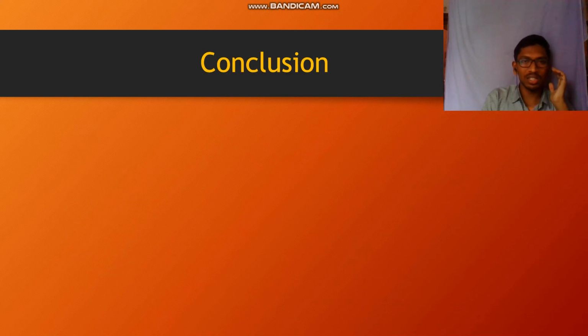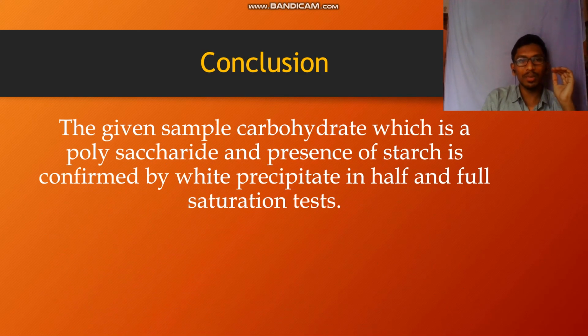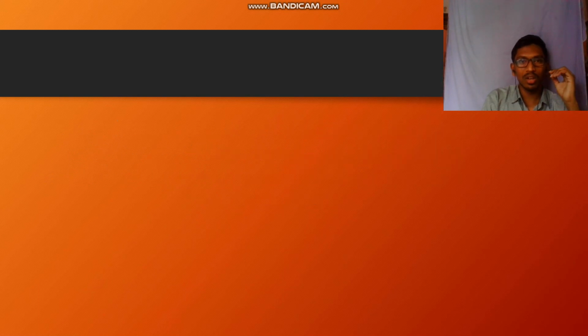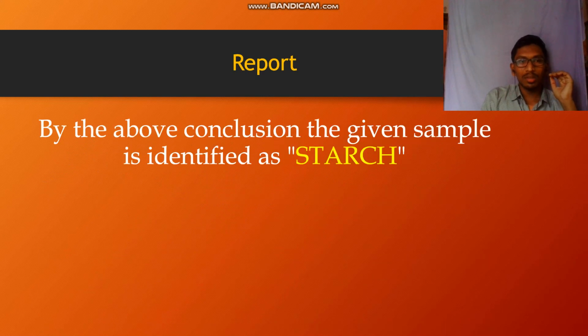By these tests, you get the conclusion. The given sample carbohydrate, which is a polysaccharide, and the presence of starch is confirmed by white precipitate in half and full saturation tests. By the Molisch test, it is proved that the given sample is a carbohydrate. In the iodine test, it is proved that the given sample is a polysaccharide. In the half and full saturation tests, it is confirmed that the given sample is starch. I will go with the report: by the above conclusion, the given sample is identified as starch.